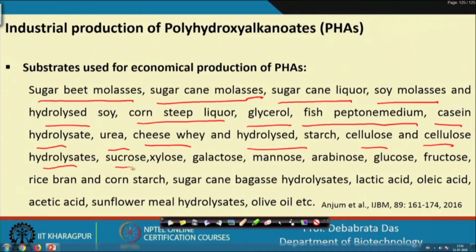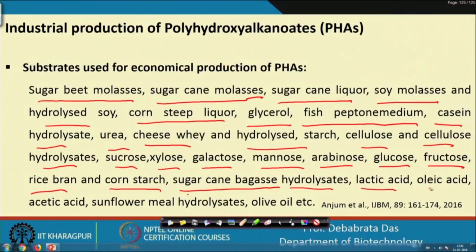hydrolyzed cellulose, sucrose, xylose, galactose, mannose, arabinose, glucose, fructose, rice bran and cornstarch, hydrolyzed sugarcane bagasse, lactic acid, oleic acid, acetic acid, hydrolyzed sunflower meal and olive oil, etc. So, different materials can be considered as substrates for the production of PHAs.